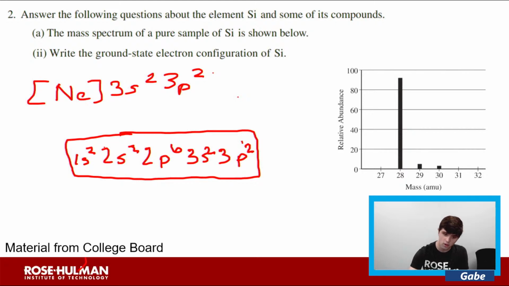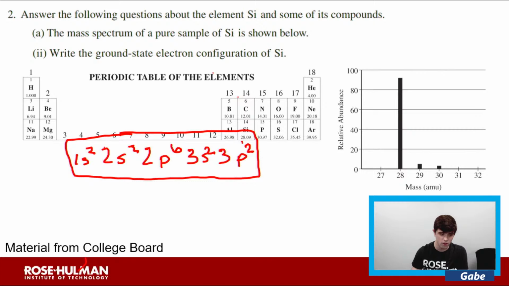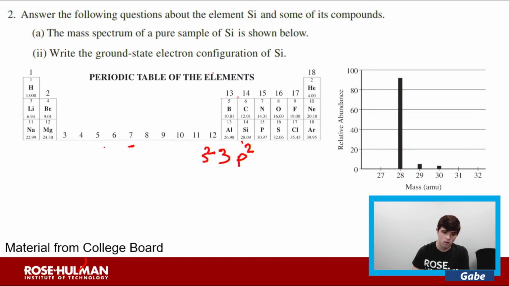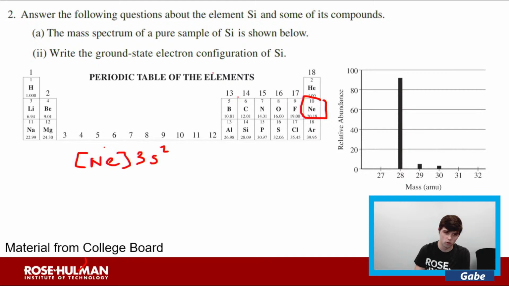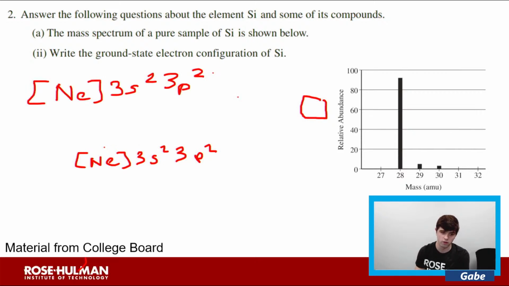So if we go back to the next slide where it is, we can see that the nearest noble gas before going over is neon, like we said. So we can always write it. We can still write it in Ne, and then we go to the 3s squared into our next one, and then our 3p squared. And that will be our final answer on this slide.